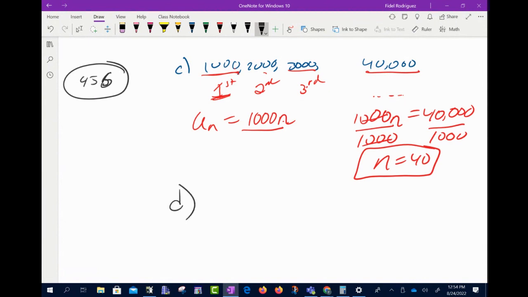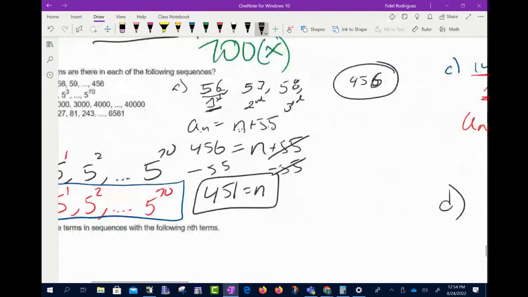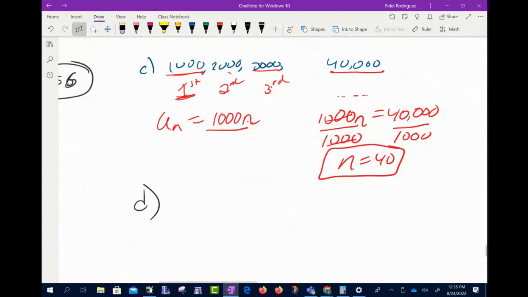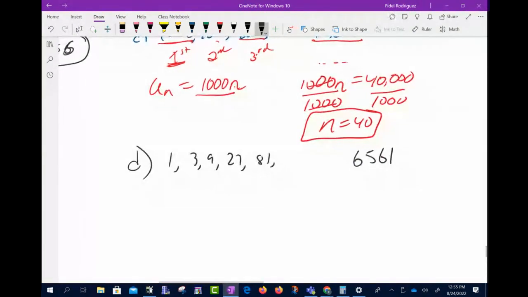Okie dokies. All right, so we got another part, y'all. We got a part D here. So let's see if we can figure this one out. D is 9, 27, 81, 243, all the way to 6,561. Okay. So when I look at this sequence, this appears to be a geometric sequence, and I'm multiplying each of the previous terms by 3.